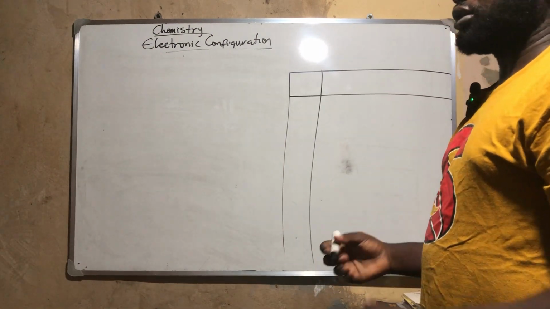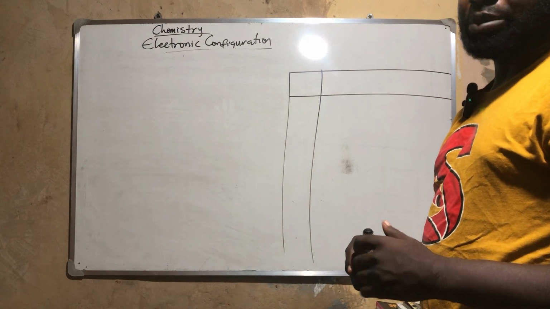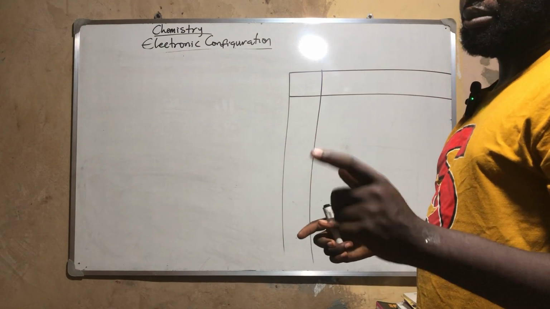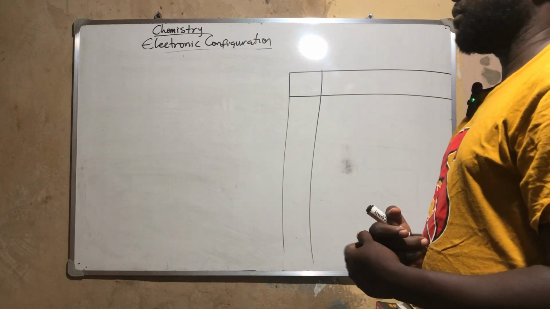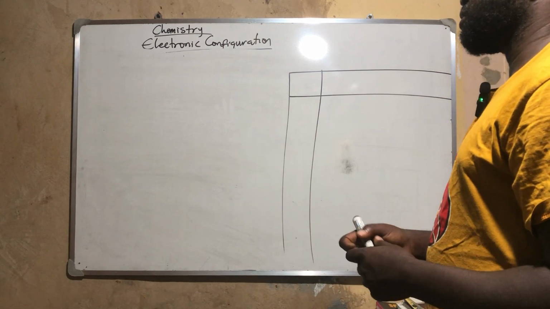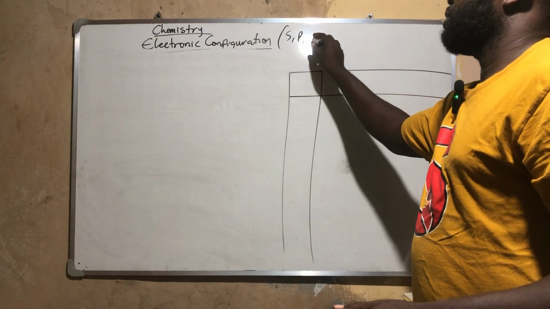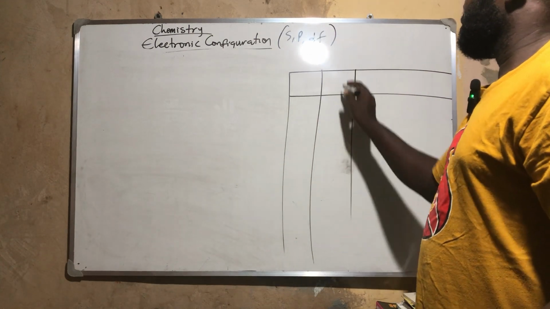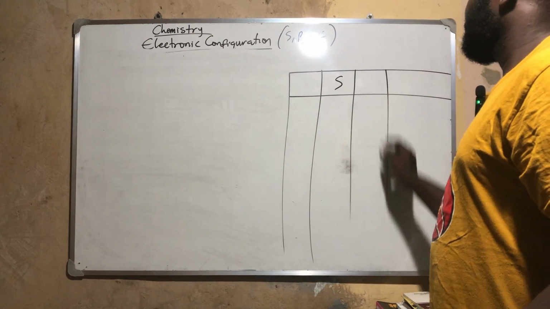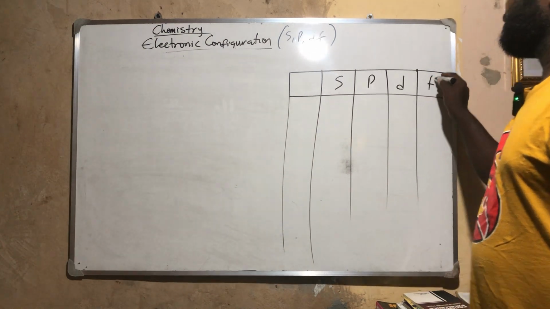We have done writing the electronic configuration of an atom in terms of shell, that is KLMN shell. So you can watch that in my former video, the first video. Now in this one, we'll be talking about writing electronic configuration in terms of SPDF. So if you write, this is your S, P, D, and F.